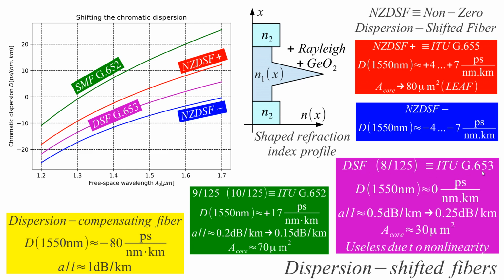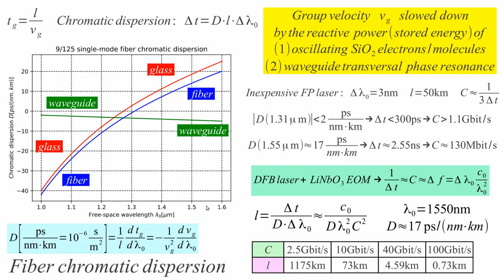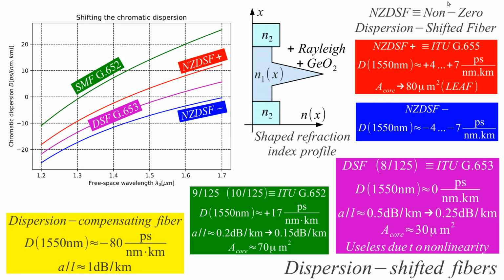There was even a so-called dispersion flattened fiber, G654, that never came to manufacturing because it had many problems. Or use the standard fiber with the standard problems we had here. Or use so-called non-zero dispersion shifted fiber. Well, this dispersion coefficient is reduced from 17 down to perhaps +5 and -5. This is much easier to manage than the 17 here.